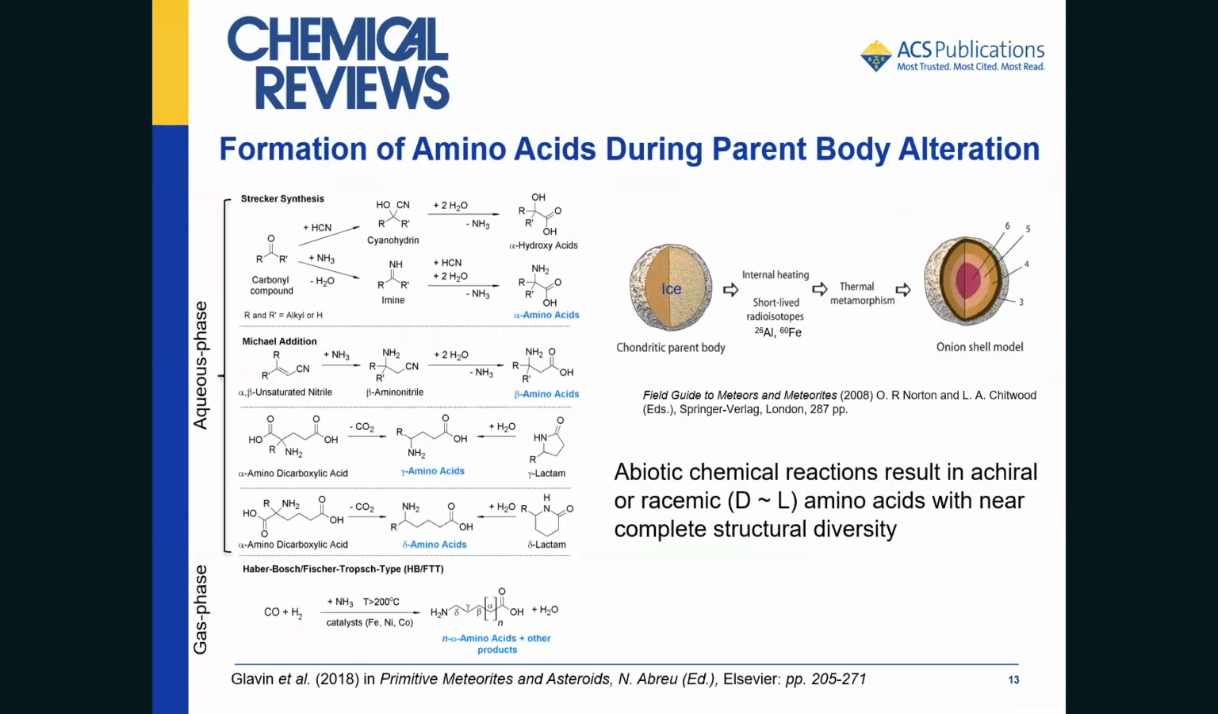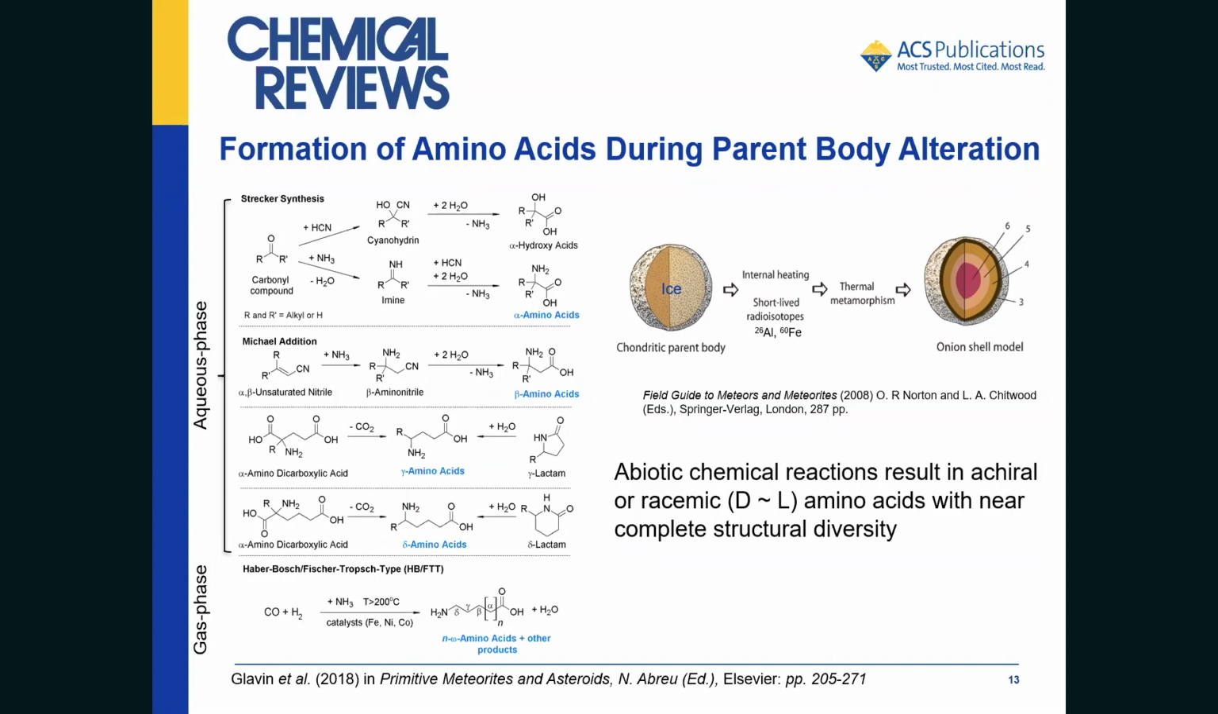So how do these amino acids form on the asteroid parent body? Well, we think it's during this aqueous alteration phase, which probably happened very early on in the solar system, the first 10 million years or so, where you had these short-lived radioisotopes, aluminum-26 and iron-60, that could provide a heat source and melt the ice inside these chondritic parent bodies. Once you melt the ice with all the chemical precursors of amino acids, you can drive a lot of chemistry, and that's shown there on the left. And we think all of these reactions were taking place on some of these carbonaceous meteorite parent bodies.